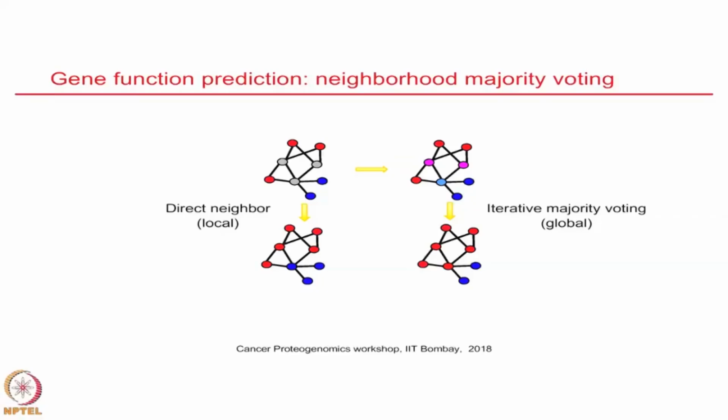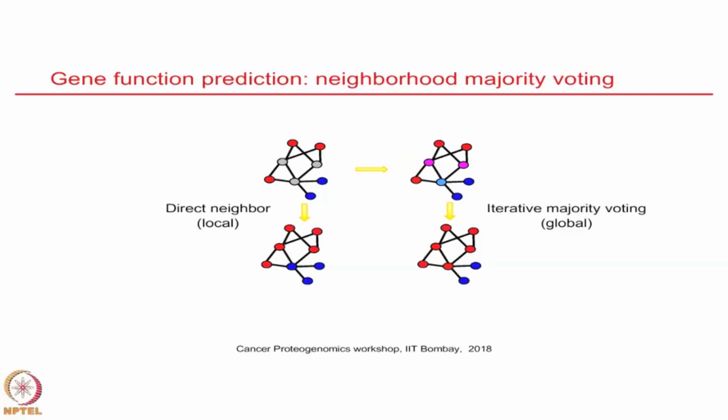Let's say this is a small protein-protein interaction network, and we know the red proteins have function A, and the blue proteins are associated with function B. And then we have other proteins in the network that we don't know what they do. We try to use this network to help us predict their functions. Are they more likely to have the red function or the blue function?